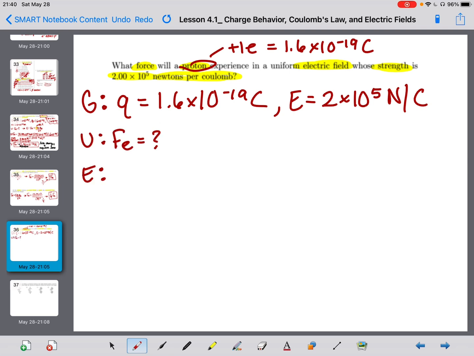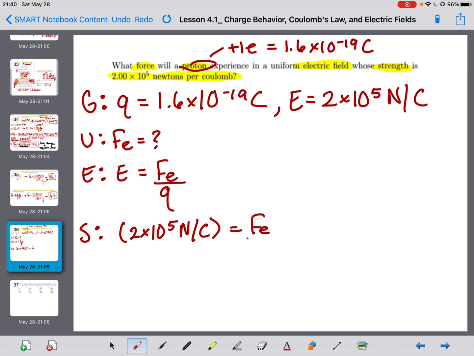The equation that we would be using would be E equals Fe over Q. So clearly we are going to have to maneuver some things around. So let's substitute. So I have 2 times 10 to the 5th newtons per coulomb equals Fe over 1.6 times 10 to the negative 19 coulomb. So in order for us to begin, let's make it two ratios equal to each other. To make any number a fraction, I just put it over 1. And then from here we can do our cross multiplication. So I have this and this.